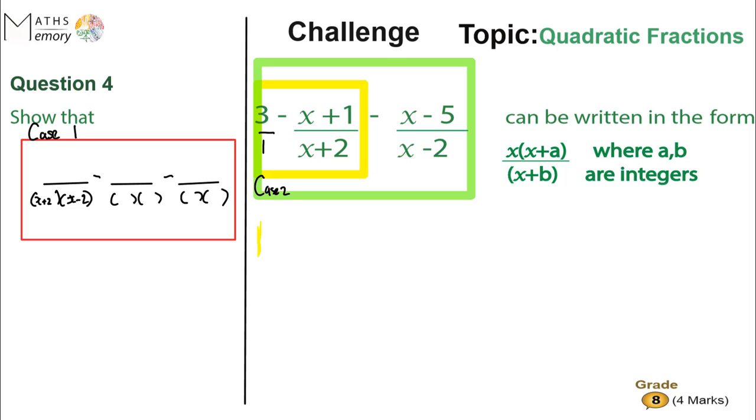So we have this, 3 over 1 minus x plus 1 over x plus 2. So let's deal with this. 3 over 1 minus x plus 1 over x plus 2. Let's put a bracket around here as well to make it a bit nicer. So how do we deal with this? Very, very simple.